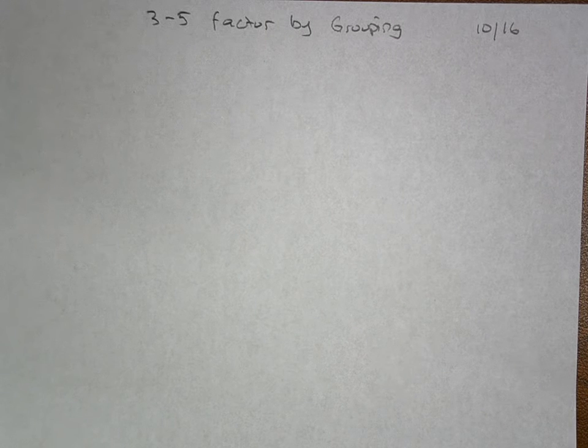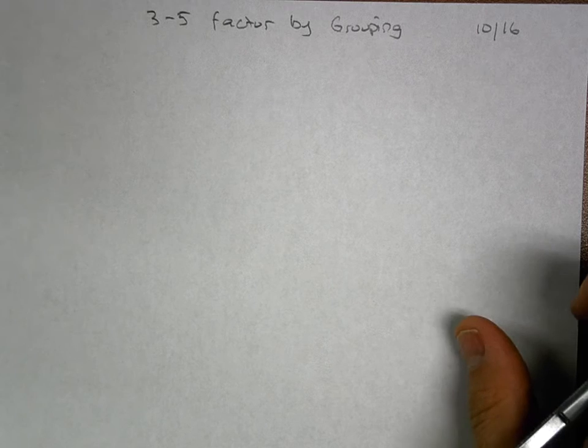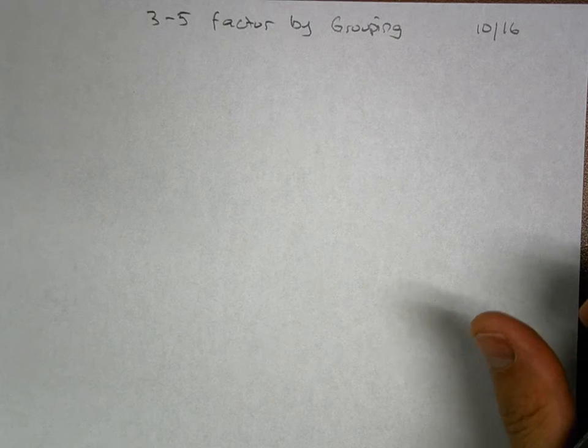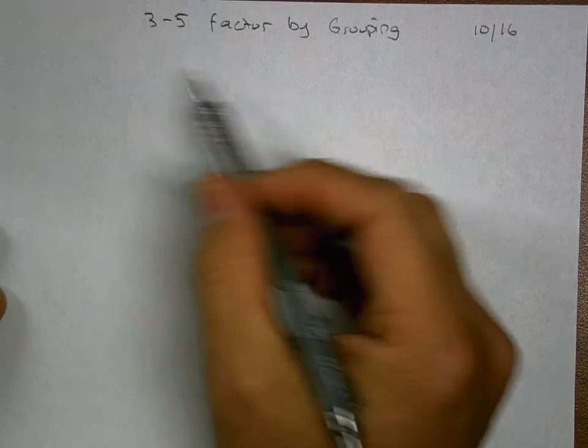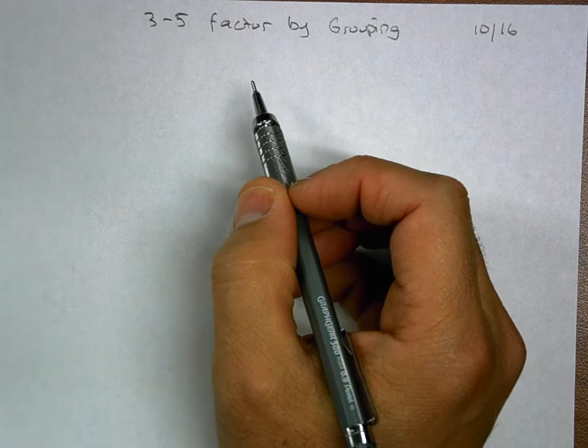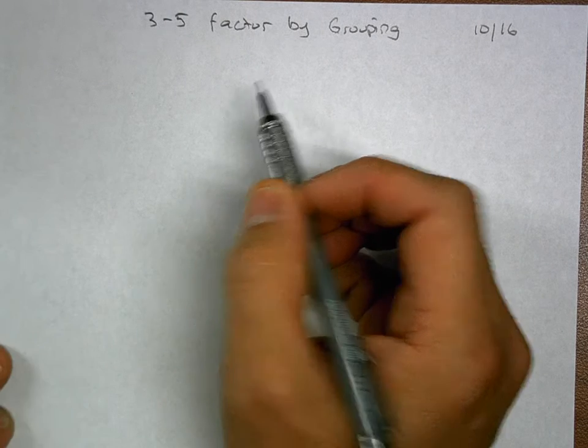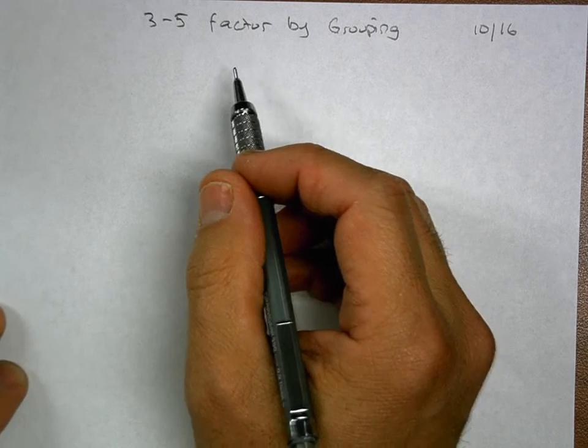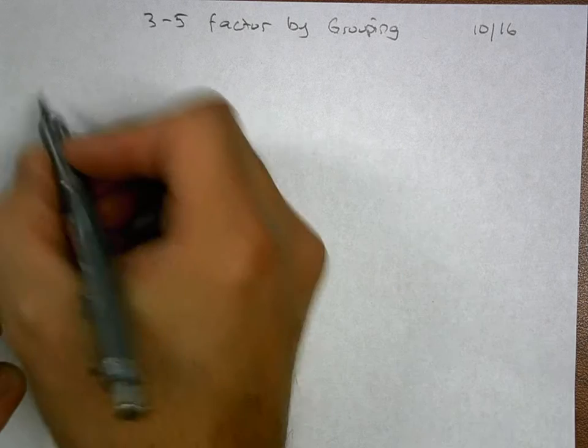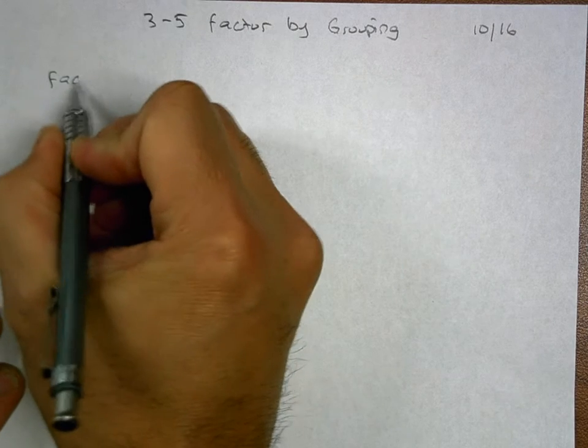All right, so today we're going to look at some other factoring methods. It's called factor by grouping because sometimes, in order to graph, we have to have it factored. And so we have to know how to factor by grouping. All right, so we're going to factor.